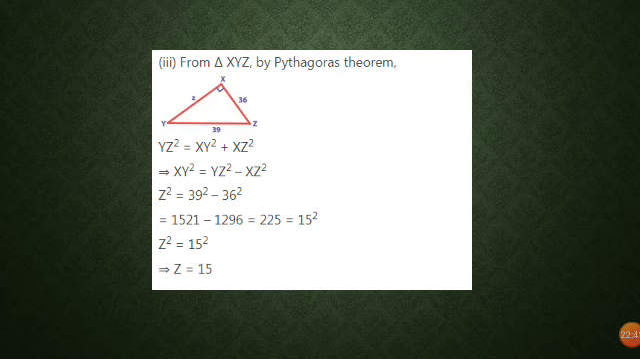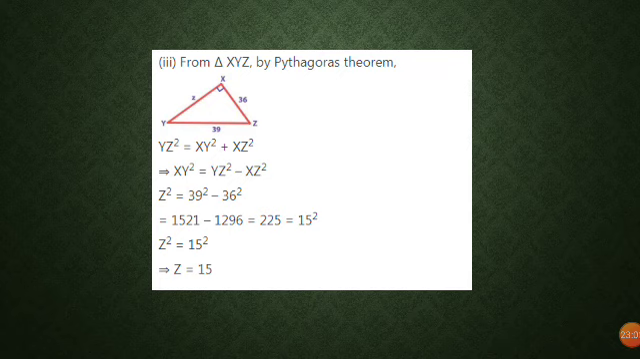Subtracting, we get a value of 225. So we get 15 square. Z square is equal to 15 square, so Z is equal to 15. Do you understand?